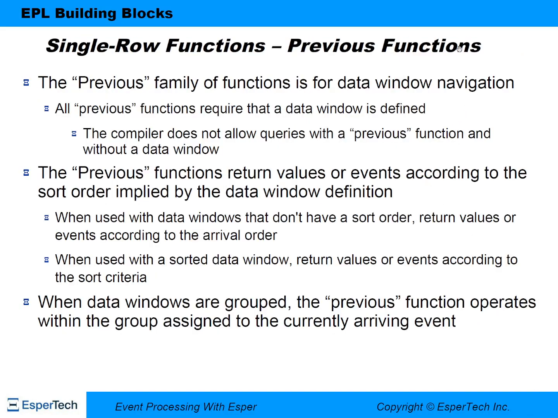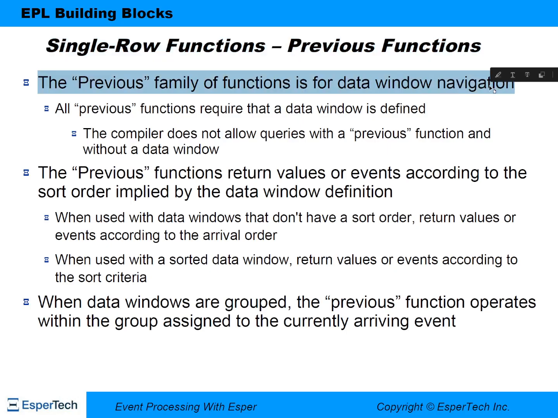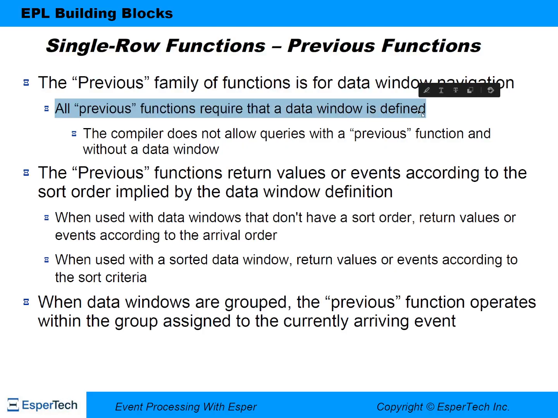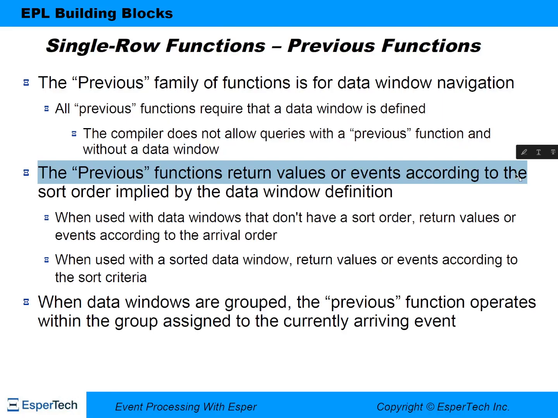This slide and the next two slides are about a single row function that returns previous values. The previous family of functions is for data window navigation. All previous functions require that a data window is defined. The compiler does not allow queries with a previous function and without a data window. The previous functions return values or events according to the sort order implied by the data window definition.